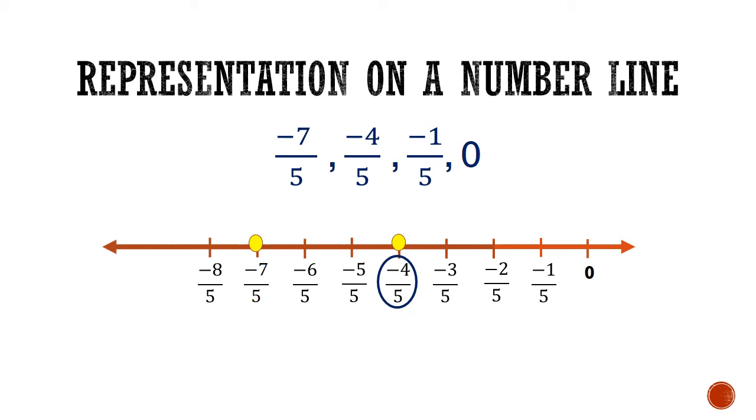Darken the dot. You can darken the dot with a pencil when you do it. And what is the next one? Minus 1 by 5. Where is it? There also you have marked. And then comes 0. So you have marked all those numbers on this number line. Is it clear how to do it?